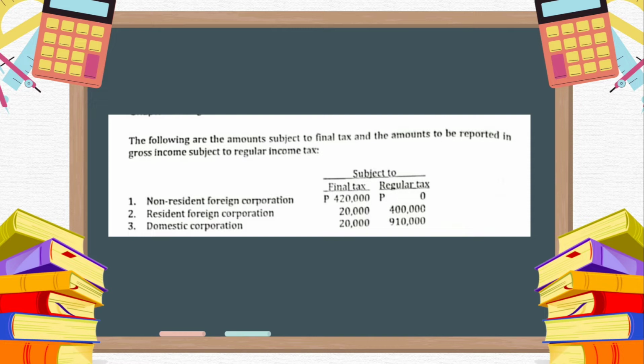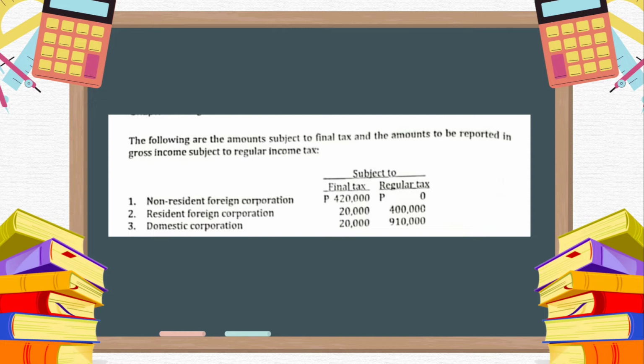In final tax, we have number 1, non-resident foreign corporation, which is 420,000. Number 2, resident foreign corporation, which is 20,000. Number 3, domestic corporation, which is 20,000. In regular tax, non-resident foreign corporation is 0. Resident foreign corporation is 400,000. Domestic corporation is 910,000.